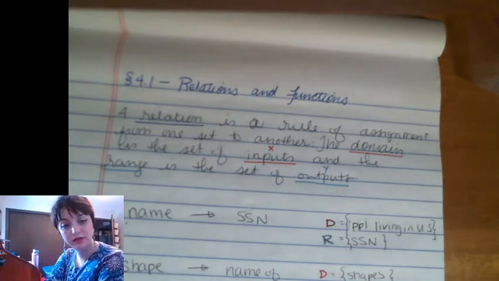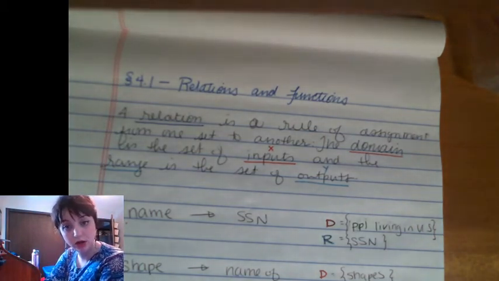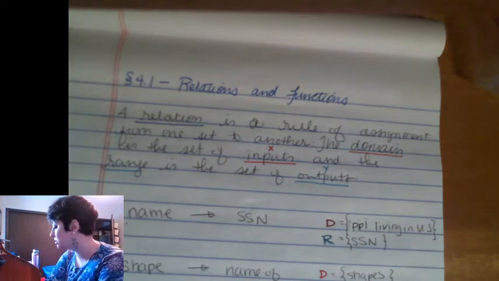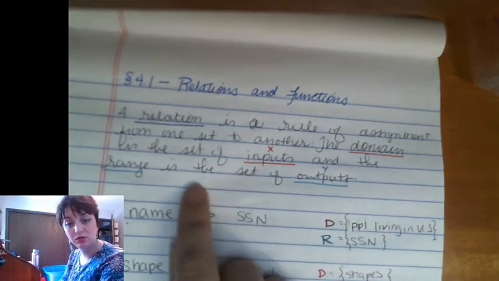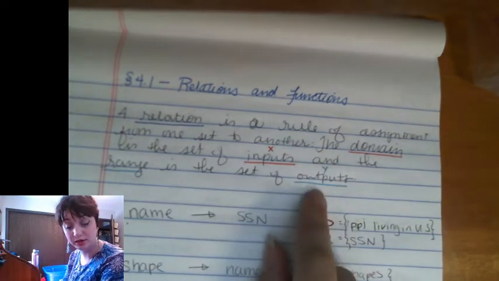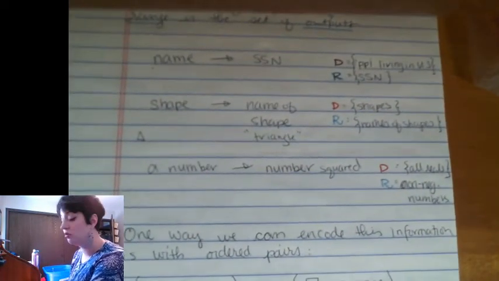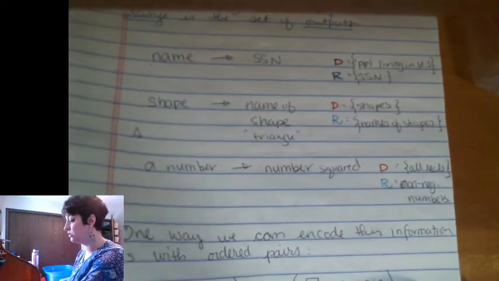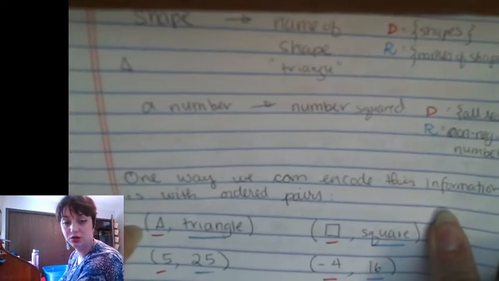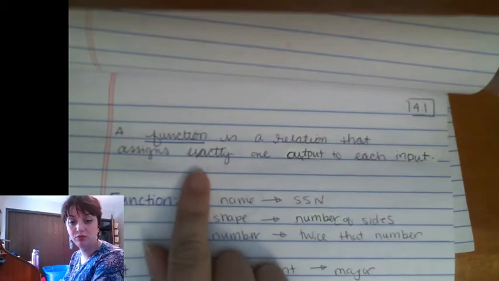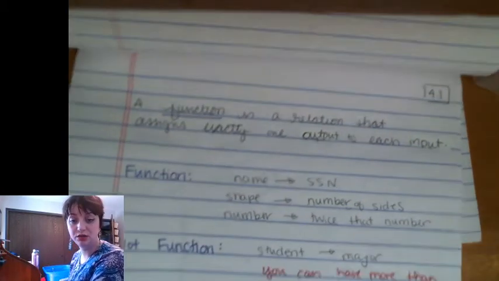So if I had to give a summary of 4.1, it might be something like this. Domain is inputs or x's, range is outputs or y values. Ordered pairs can be used to represent functions. So your x is the input, your y is the output.